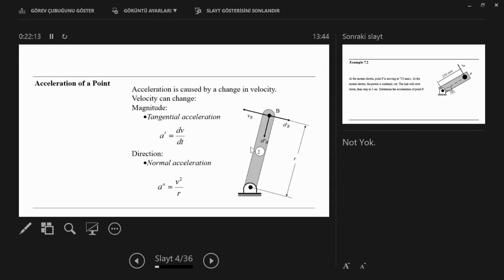So we learned already in kinematics that the acceleration generally consists of two parts: the normal component and the tangential component of the acceleration. And we said the acceleration is caused by a change in velocity. So if there is no change within time regarding the velocity, there is no acceleration. Magnitude-wise, the tangential acceleration is important. The normal acceleration is the direction.